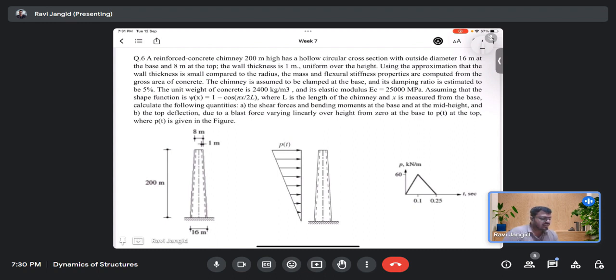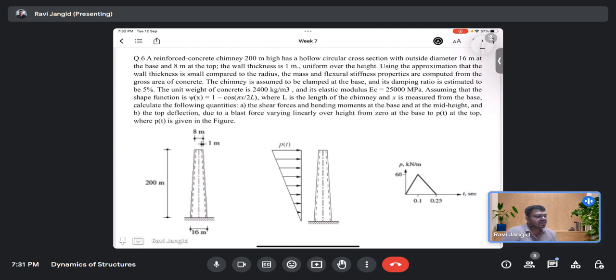The density of the concrete is 2400 kilogram per meter cube. Elastic modulus is given as 25,000 MPa. The shape function is given as 1 minus cos(pi x by 2L), where L is the length of the chimney and x is measured from the base. We need to find the shear force and bending moment at the base and at mid height, and the top deflection due to the blast force varying linearly over the height from zero at the base to PT at the top, where PT is given by the figure.